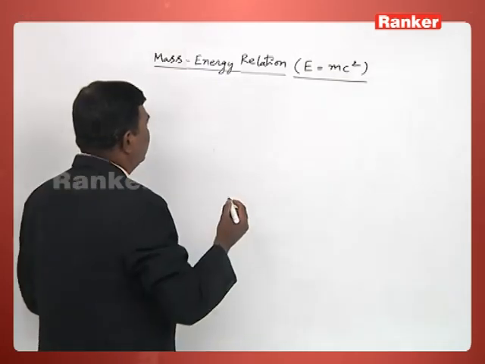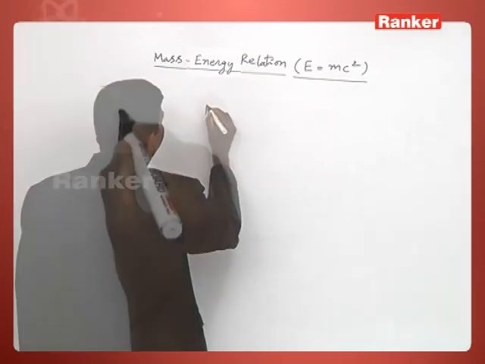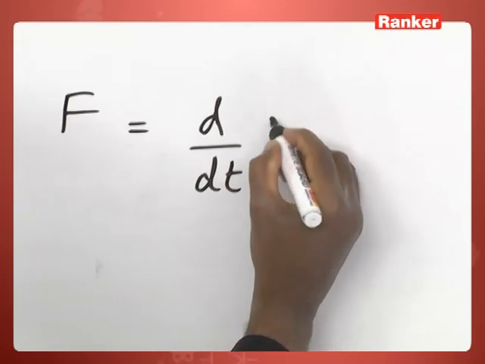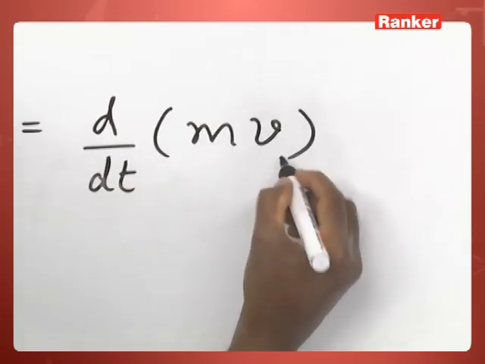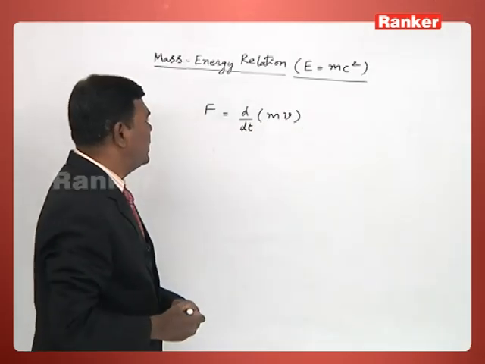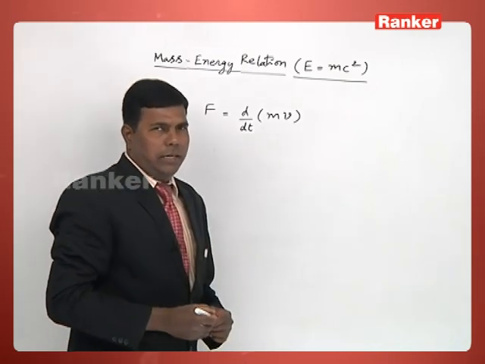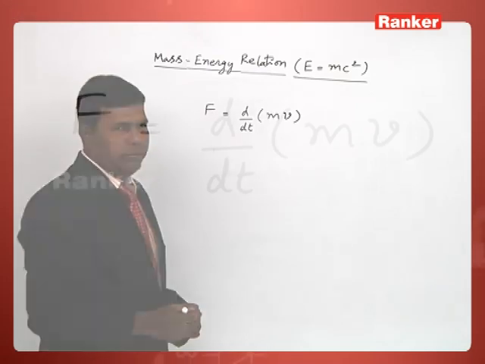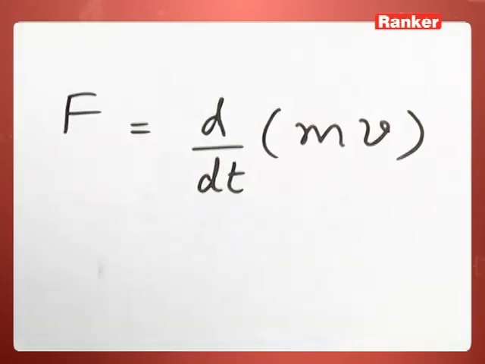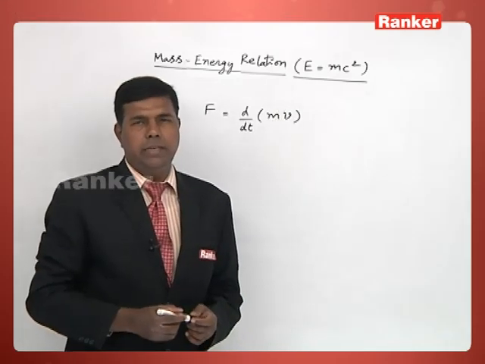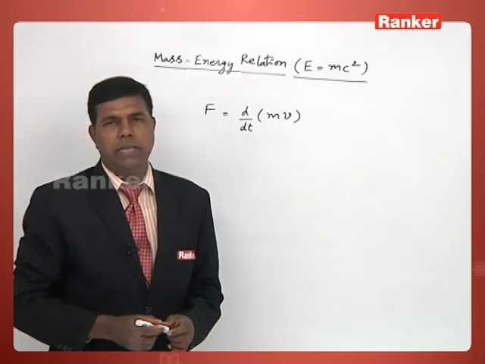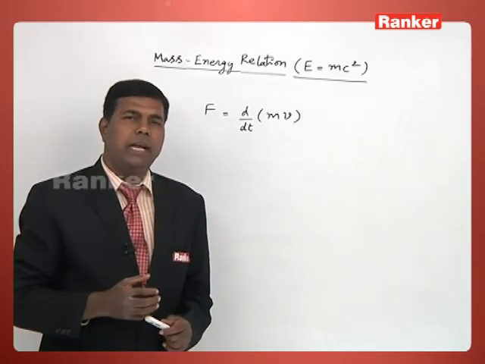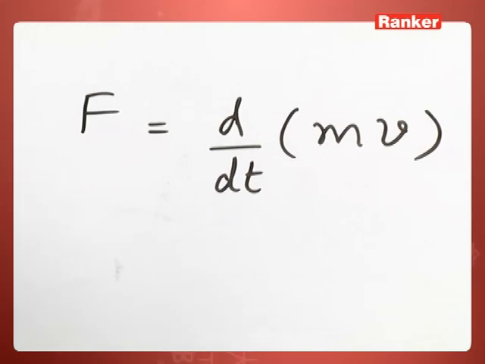We will start with the definition of force. Force is defined as the rate of change of momentum, d by dt of momentum, mv. This is according to Newton's second law. Generally we take mass as a constant according to Newtonian mechanics, but the theory of relativity says that mass is also variable with respect to velocity. That is, if a particle is moving with a high velocity, then its mass also increases.